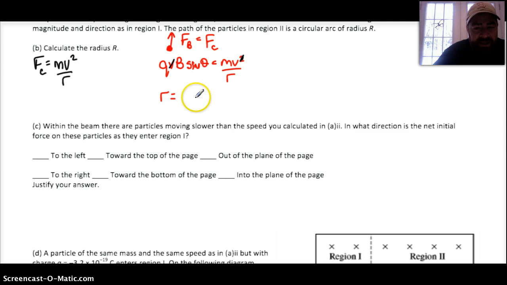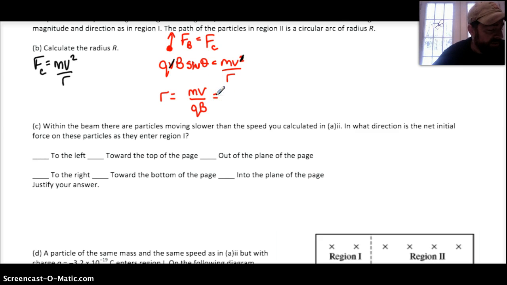And on the right-hand side, I get mv, and then I divide by q and B on the left-hand side, and then I get an expression that looks like this. The radius of the curvature is equal to the mass of the particle times its speed divided by the magnitude of its charge and the magnetic field. And at that point, I'm ready to plug everything in.